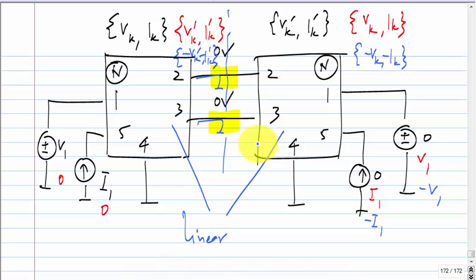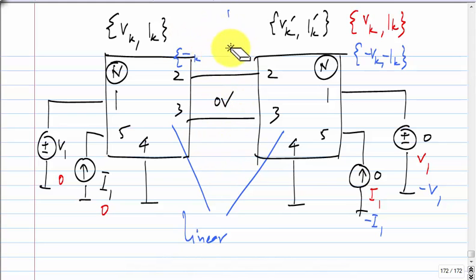Any questions? The last. So, if minus V1 and minus I1, let me remove all of this.